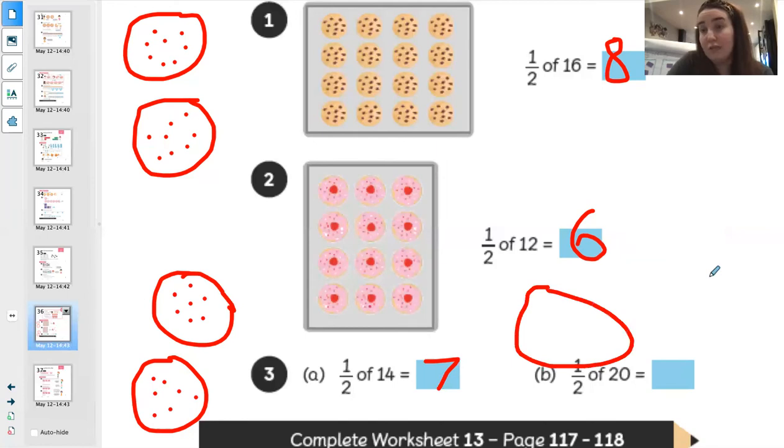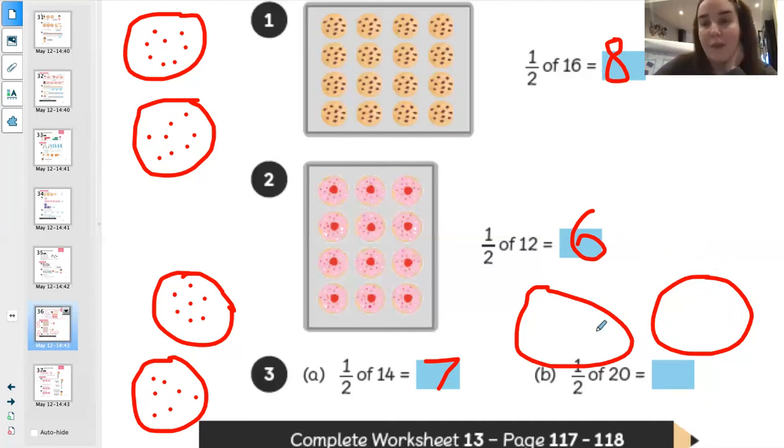I apologize for my drawing. It's just not very good on here. Okay, and I'm finding half of 20. So I just put all 20 dots in one plate, do I? No, I've got to share my 20 dots out. We're pretending they're sweets and we're sharing them out. And I'm getting one plate and you're getting another.